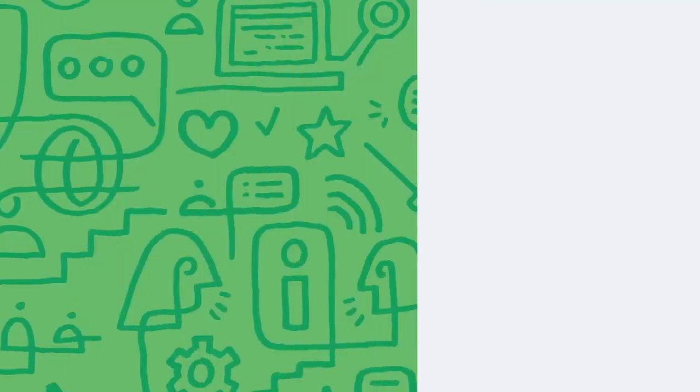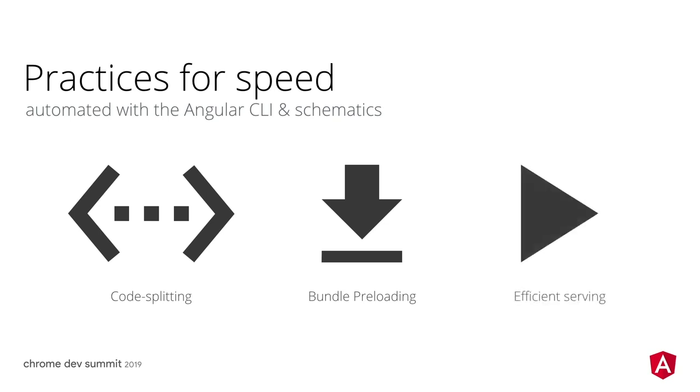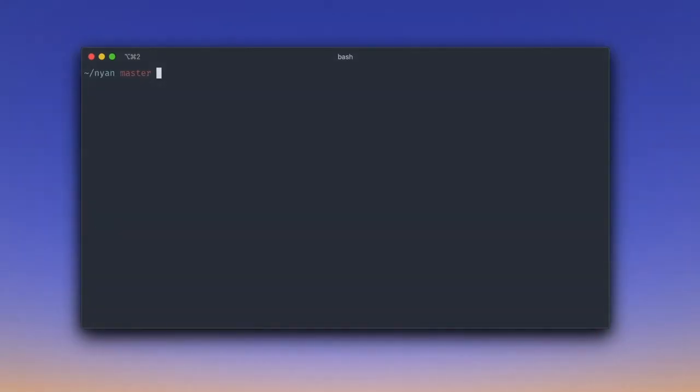Today, I'm going to show you a couple of tools that we have been working on to help you build fast Angular applications. In the presentation today, we're going to look into an existing app and optimize it by going through 3 steps. First, we'll introduce code splitting. After that, bundle preloading, and finally, we will deploy the app to production with a single command, following best serving practices.